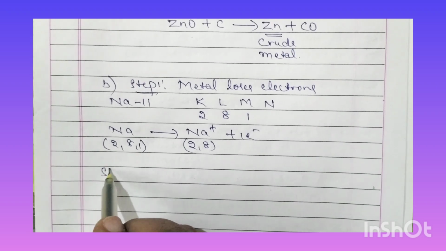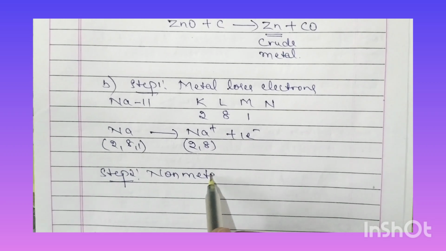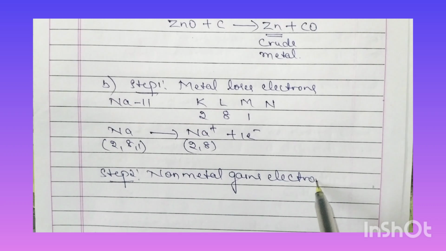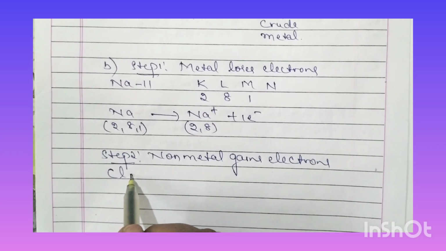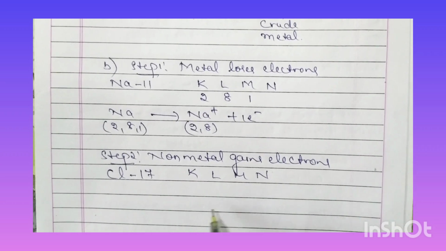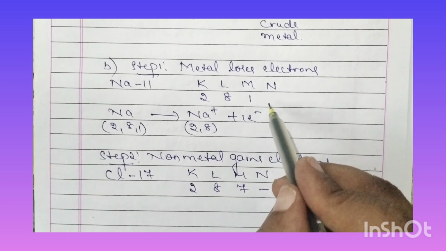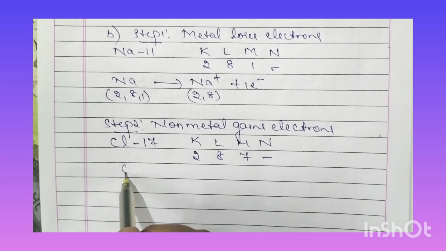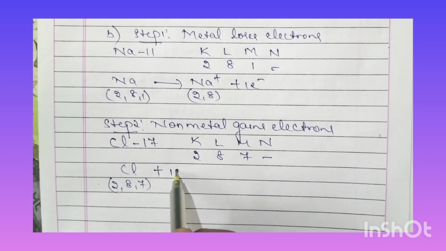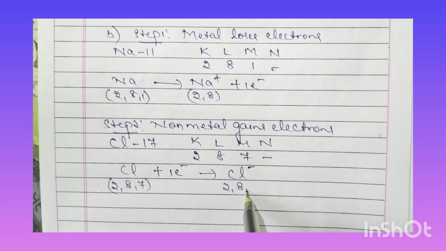Then step number 2. Non-metal gains electrons. Here the non-metal is chlorine having atomic number 17. K, L, M, N, so that is 2, 8, 7. By gaining one electron, the chlorine atom having configuration 2, 8, 7 will become chloride ion, Cl minus. It will become 2, 8, 8.